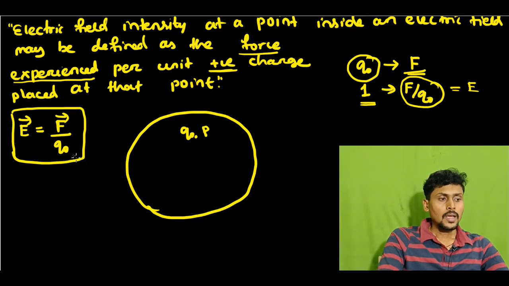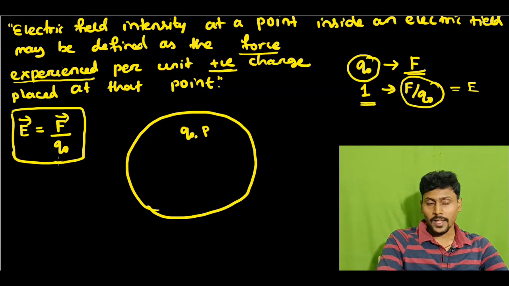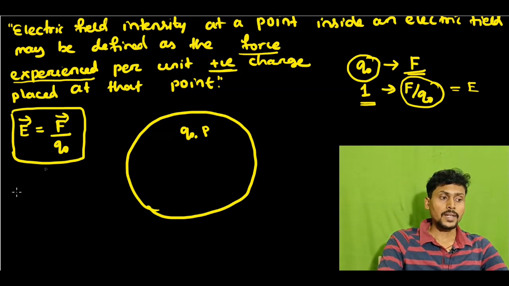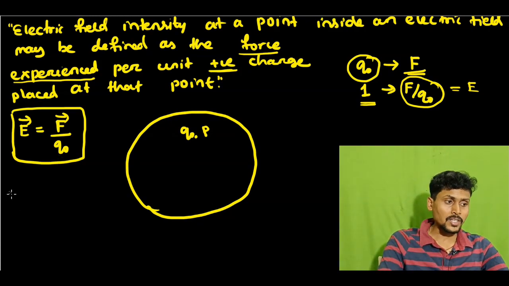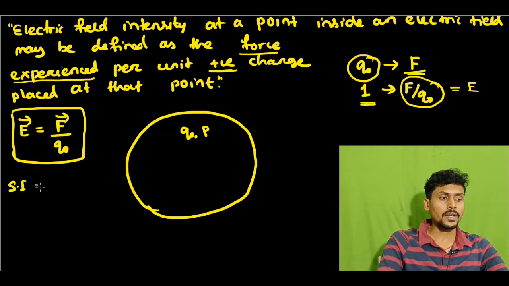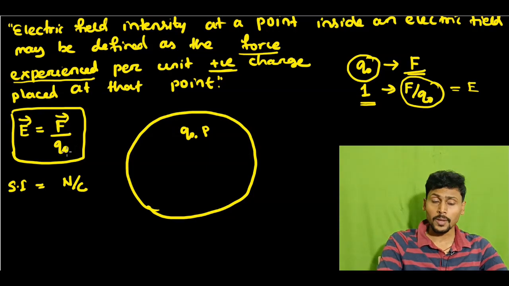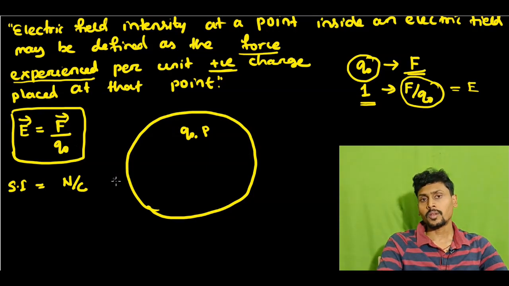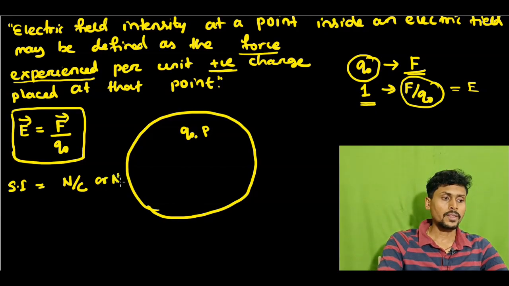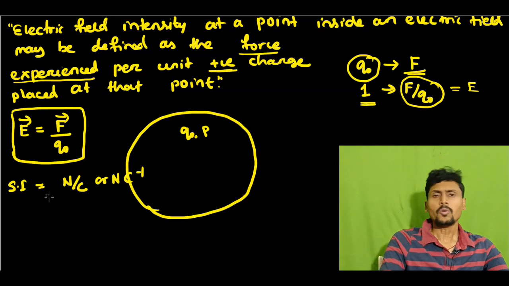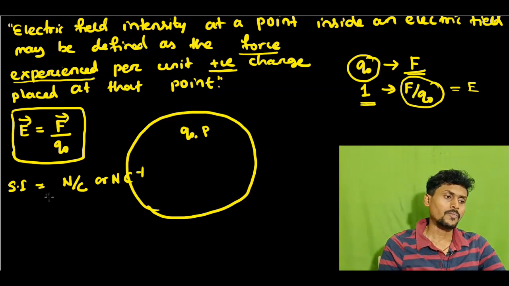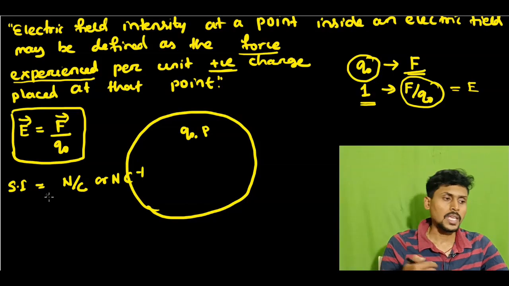From this formula, what is the unit of electric field intensity? The SI unit of electric field intensity will be Newton per Coulomb. Force is Newton, charge is Coulomb. So Newton per Coulomb will be the SI unit, or you can write Newton Coulomb inverse. Don't use any CGS unit, because most of the time we have to use the SI unit.